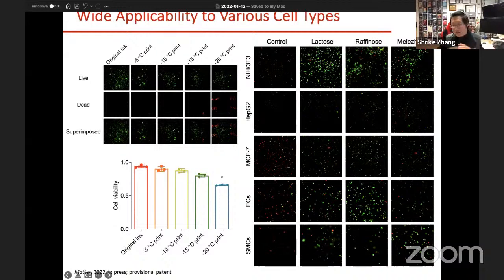But then with all these optimized conditions, the optimal bioink conditions, optimal bioprinting conditions, you can then apply this cryobioprinting method to different cell types, right? So across different cell types spanning from fibroblasts all the way to primary cells, you can see that with the optimal bioink containing our sugar and also 10% DMSO, you have much, much better viability of cells after cryobioprinting than the control groups where you don't have anything in there as a cryoprotective agent.